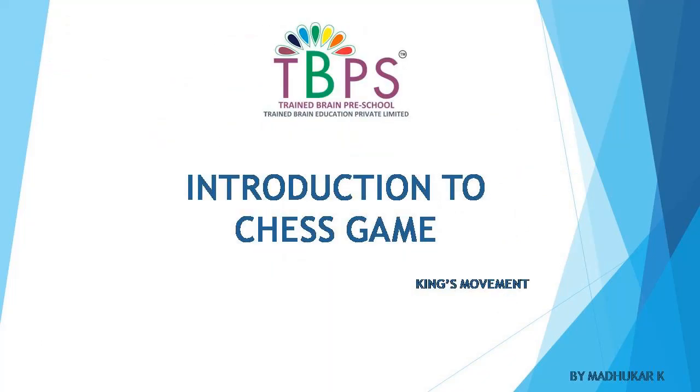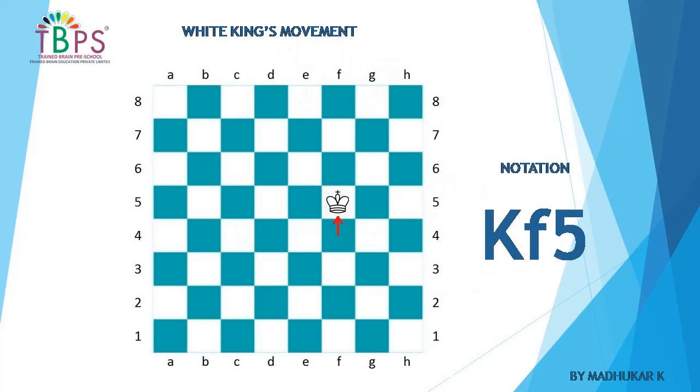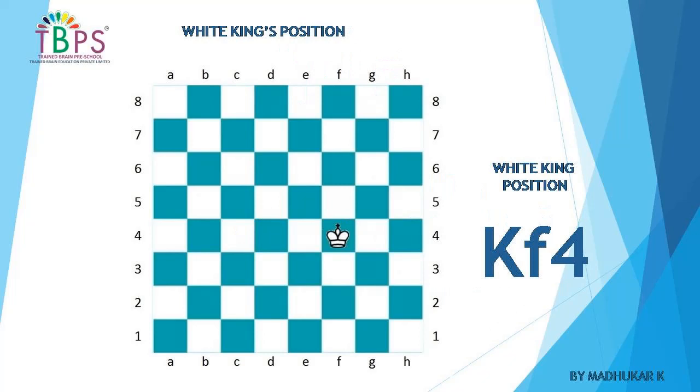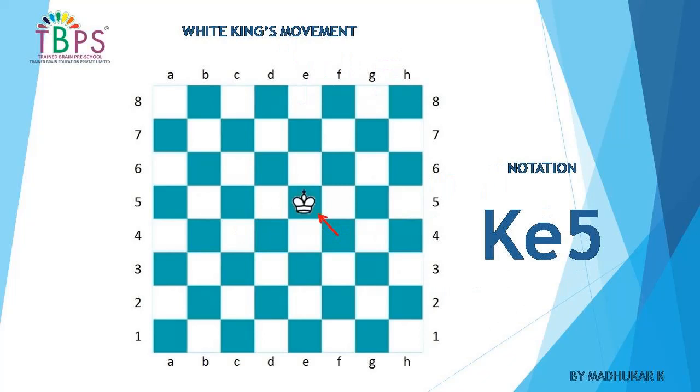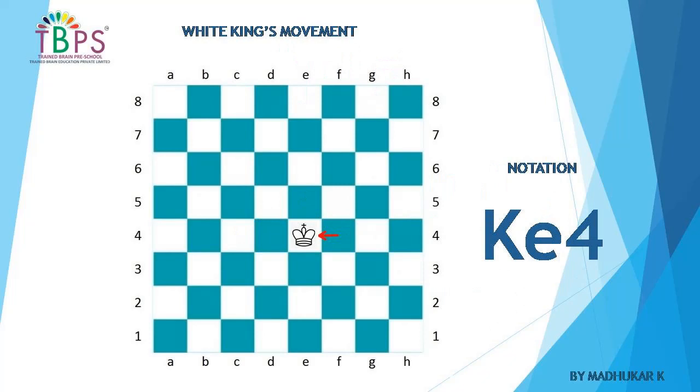Now we will see how the king moves. We will take the example of a white king which is placed on the F4 square. This king can move to F5. The notation for this move is KF5. It can also move to E5. The notation is KE5. It can also move to E4, that is KE4.